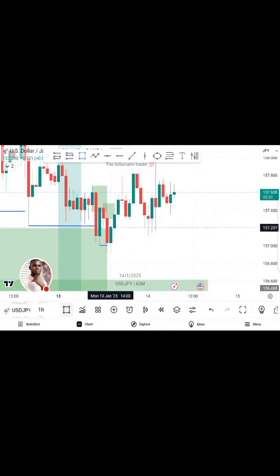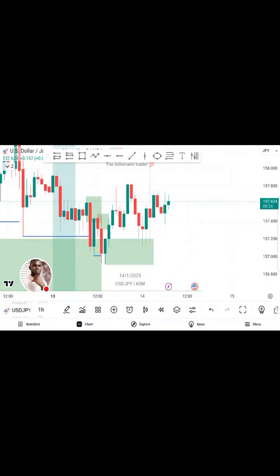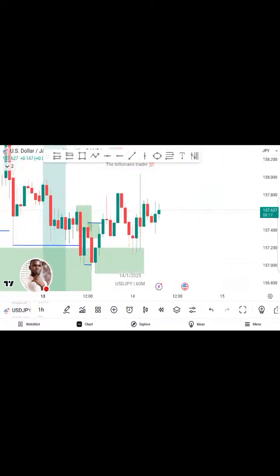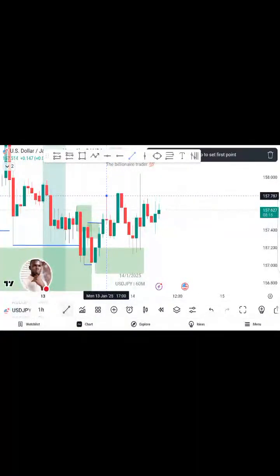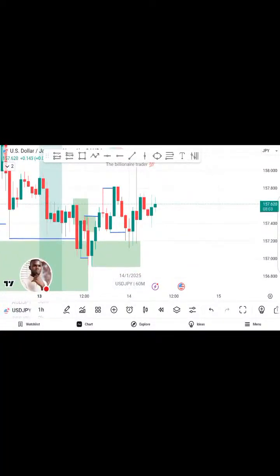Then we have this demand zone, and we have this change of character here. Then we have another one. So we have two BOS with an FVG below the second BOS, which is expected to be taken out as a liquidity, and we have our mitigation.